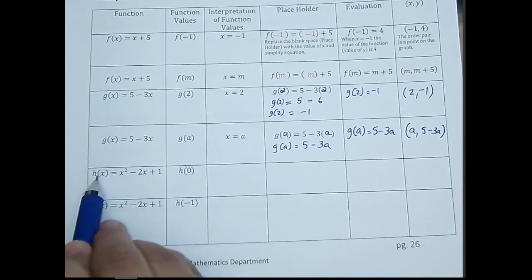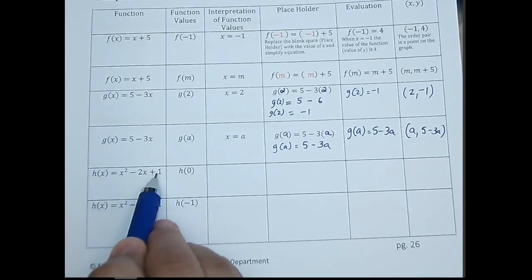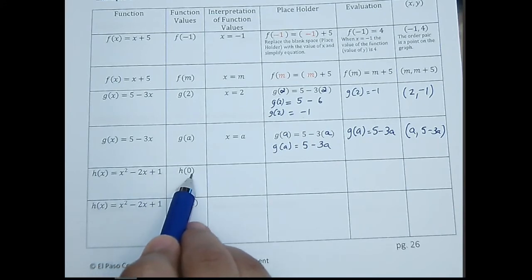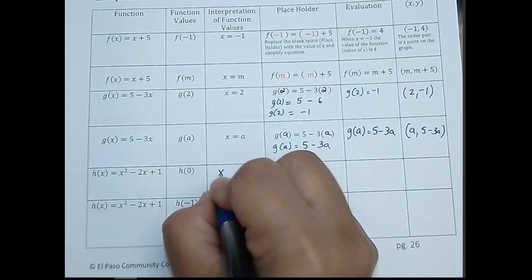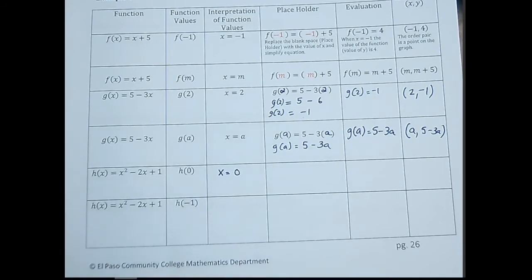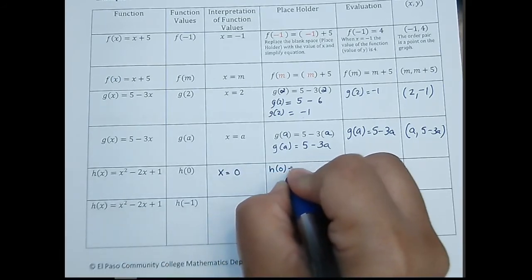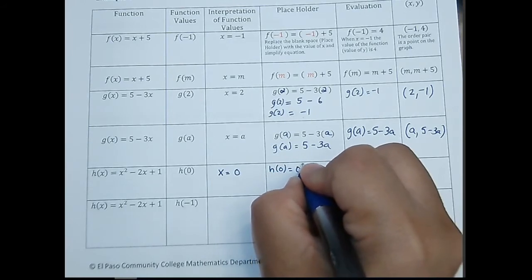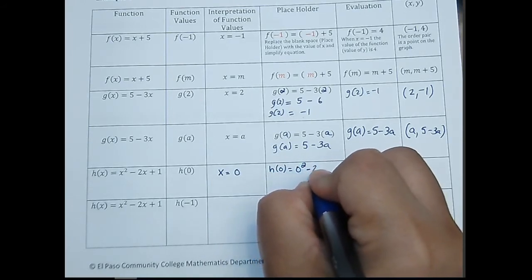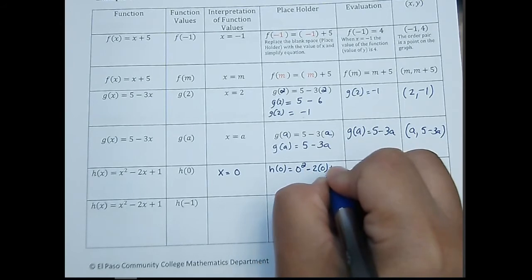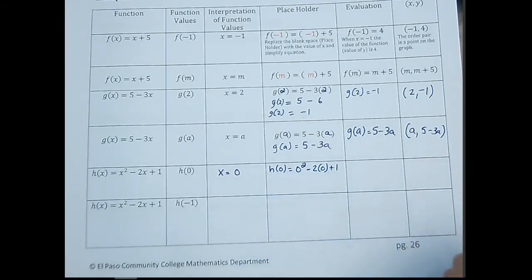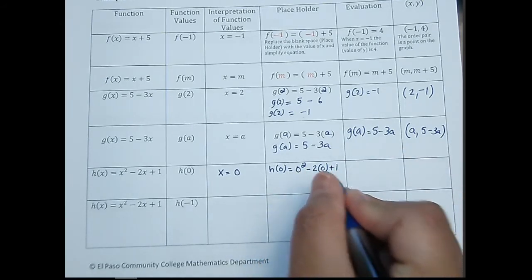So the next one, h of x is equal to x squared minus 2x plus 1. We have h of 0. That means that our variable x will be replaced with 0. So we're going to have h of 0 is equal to 0 squared minus 2 times 0 plus 1. Everywhere that I see an x, I replace it with 0.